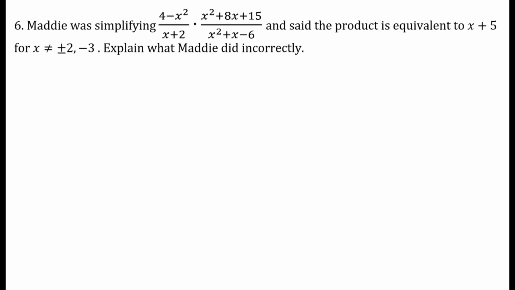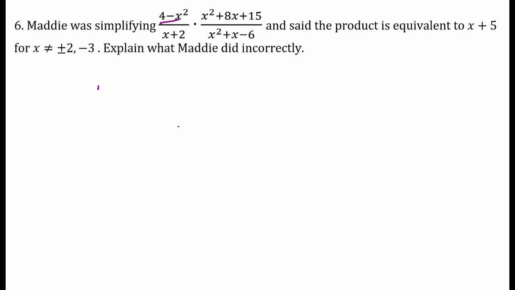Maddie was simplifying this expression and said the product is equivalent to x plus 5, when we exclude plus or minus 2 and negative 3. So that would be when the denominator equals 0. Explain what Maddie did wrong. So let's go through and do the simplifying and multiplication to see where she went wrong.